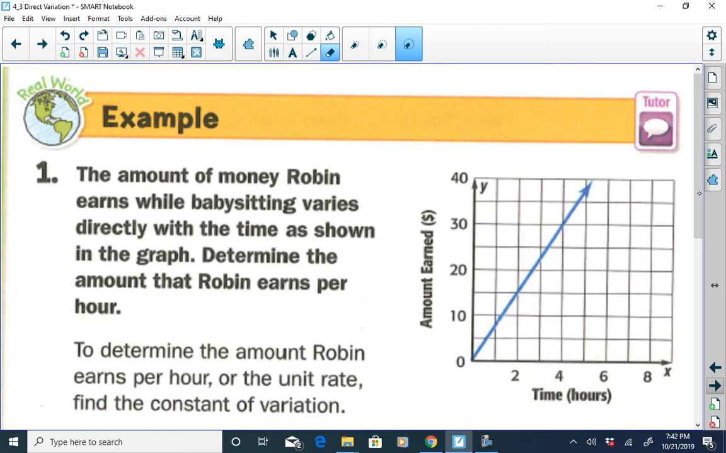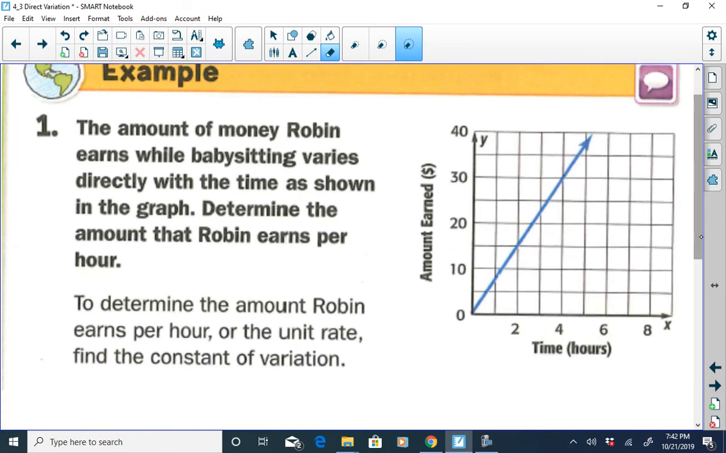All right, so our next example. The amount of money Robin earns while babysitting varies directly with the time as shown in the graph. Determine the amount that Robin earns per hour. To determine the amount Robin earns per hour, or the unit rate, find the constant of variation. So we're looking for the slope.